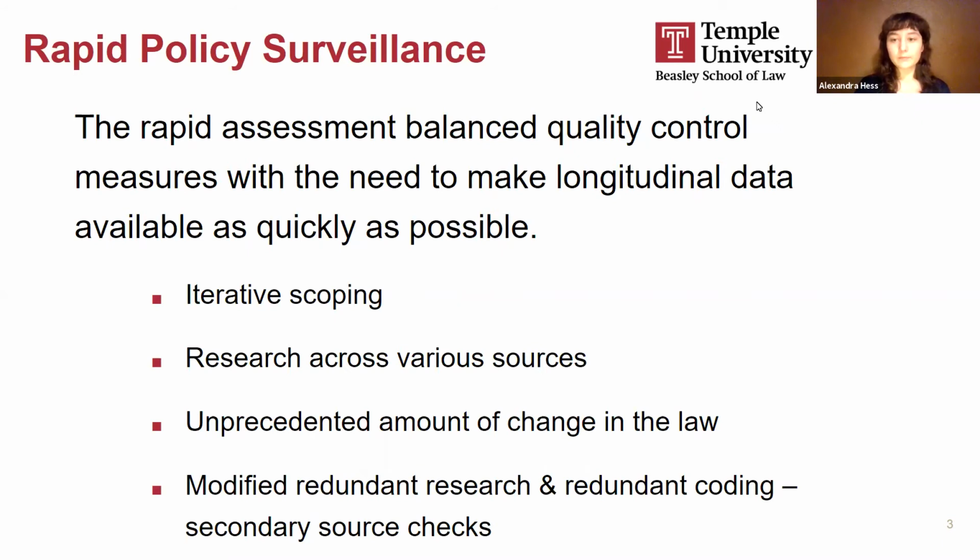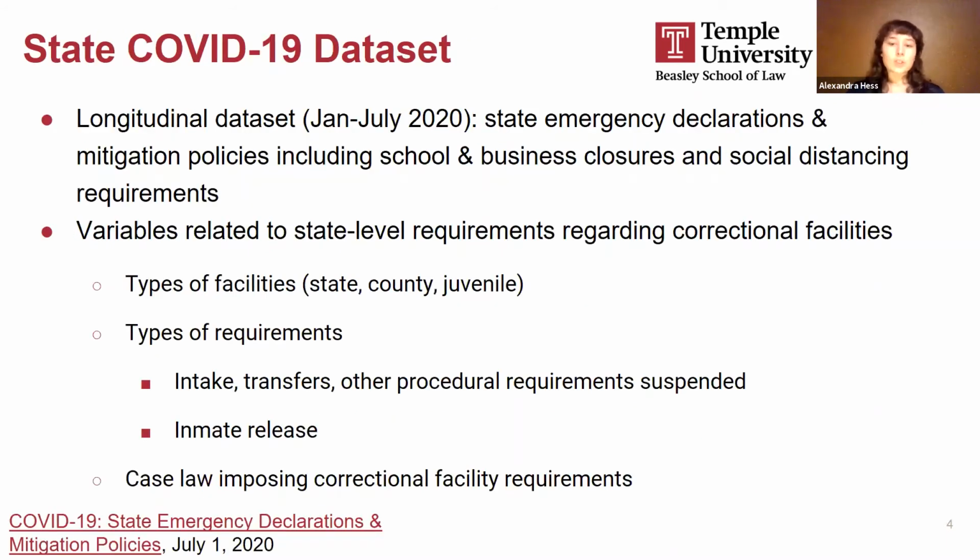Like I mentioned, our COVID-19 data set is a longitudinal data set that looks at COVID-related emergency declarations and mitigation policies from January through July 1st of 2020. We looked at a number of different variables such as school and business closures, social distancing requirements, face mask requirements, and limitations on medical procedures.